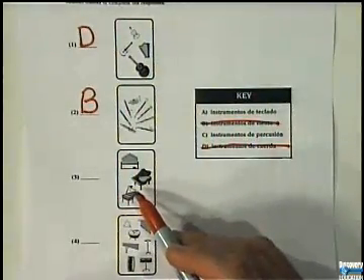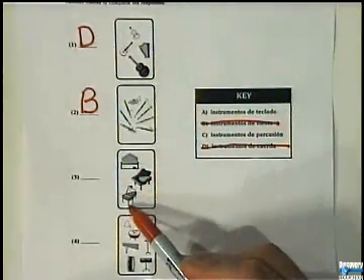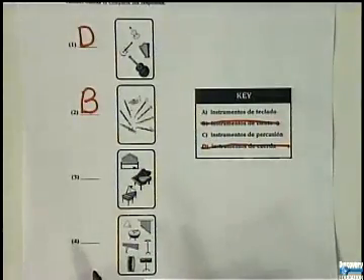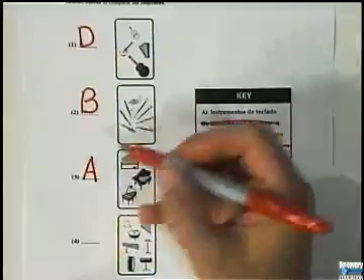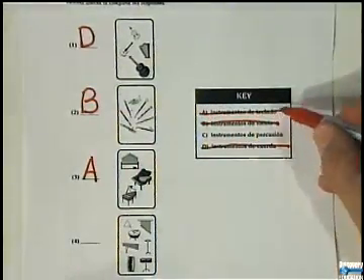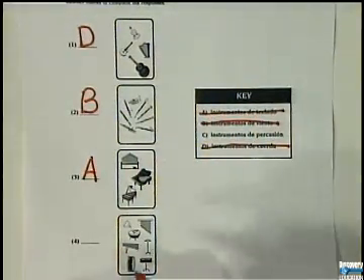Okay. Number 3. These all have keyboards on them, and the keyboard is called teclado. So, number 3 is letter A. Instrumentos de teclado. And finally, number 4 down here.